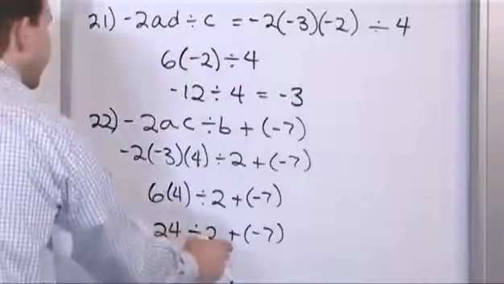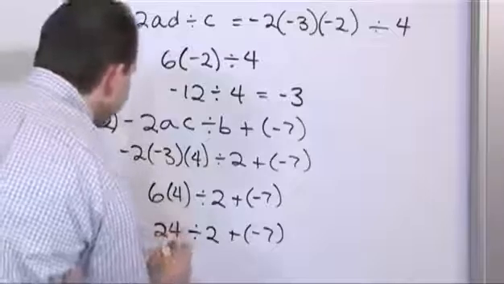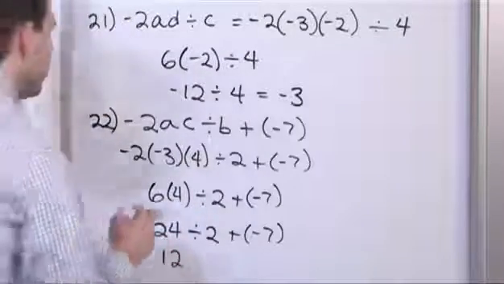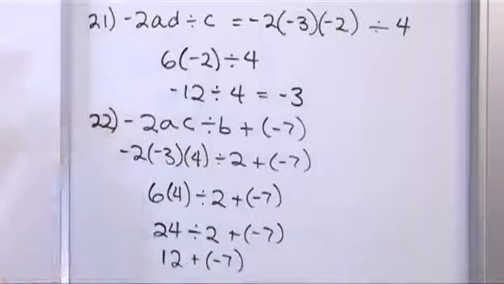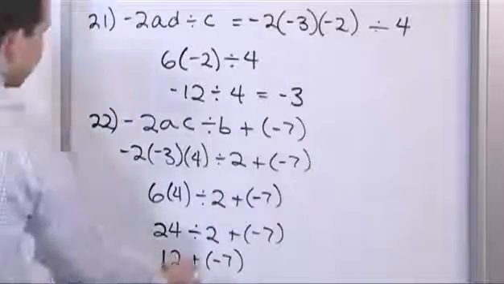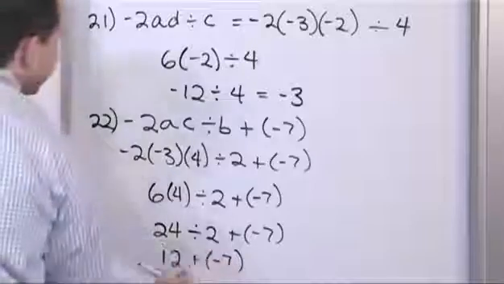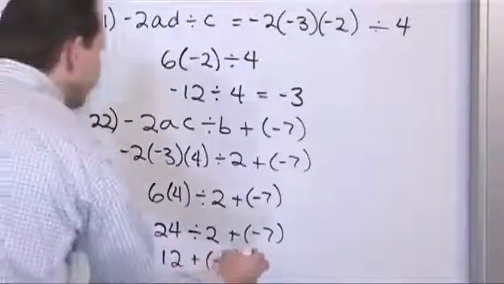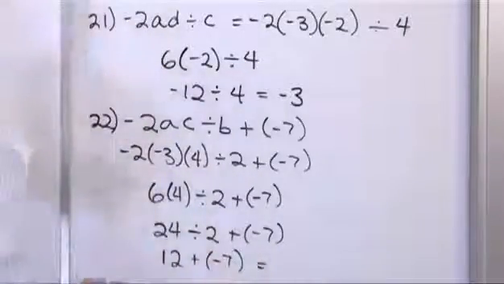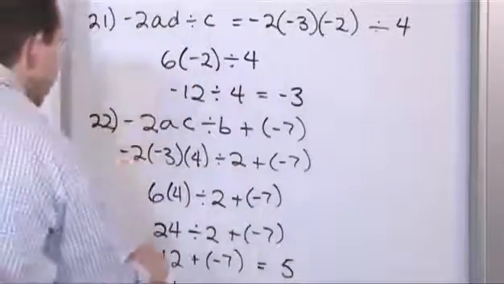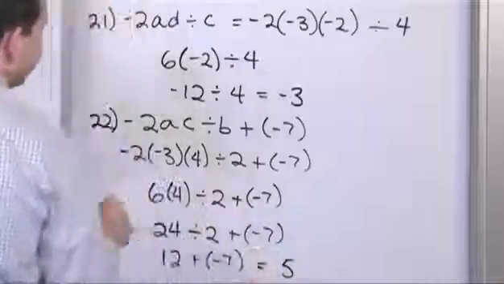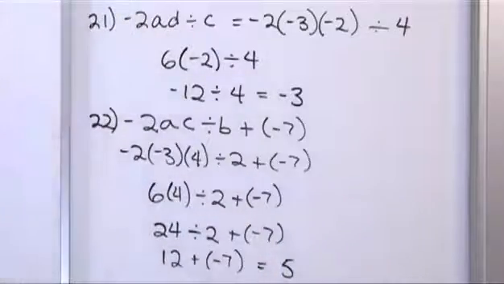Now, 24 divided by 2 gives us 12, positive 12, because these signs are the same. And we still have to add the negative 7. Now, here's where we get to the end of the game here. This is adding two integers. You're adding two different signs, so what you're going to end up doing is subtracting them. And 12 minus 7 is 5. And the sign comes from the larger absolute value, so it's going to be a positive 5. So that's the answer there.